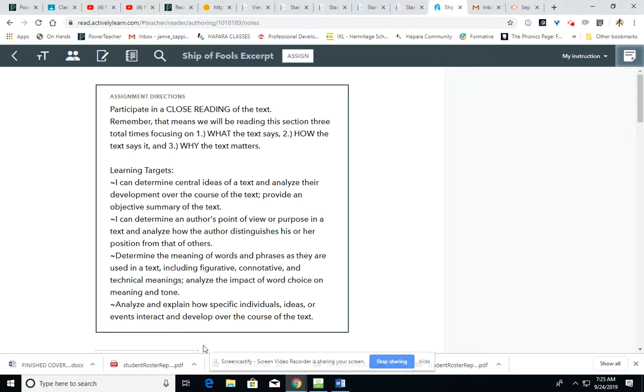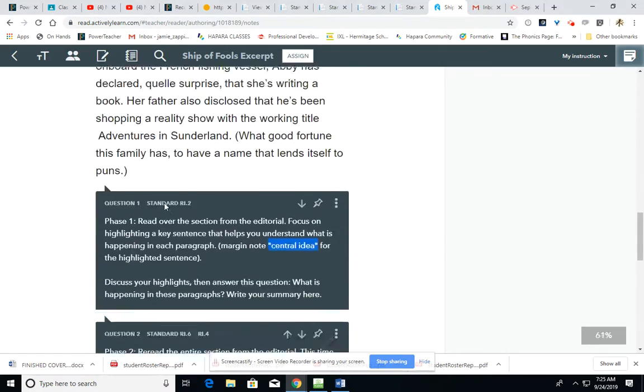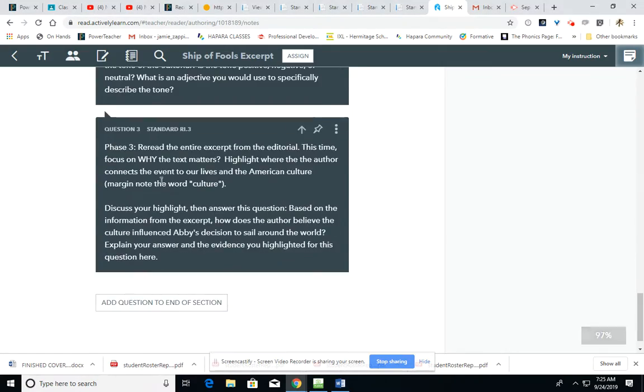For this area, we're focusing on an idea. So for that final reading of the text, I want you to reread the entire excerpt, focusing on why the text matters. Highlight where the author connects the event from Abby's experience to our lives and the American culture. Please margin note that with the word culture.